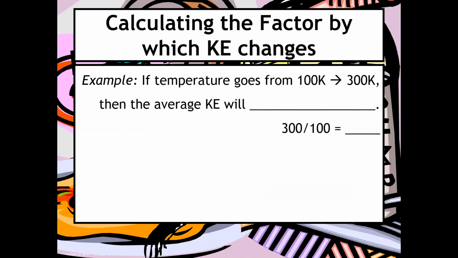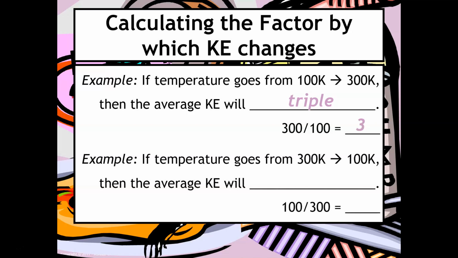Here's another example. If temperature goes from 100 to 300, then the average kinetic energy will triple. And so 300 over 100 is how we show it mathematically, so that'll be 3. If temperature goes in the opposite direction from 300 to 100, then the average kinetic energy will be a third. So you do 100 over 300, and that will be 1/3.